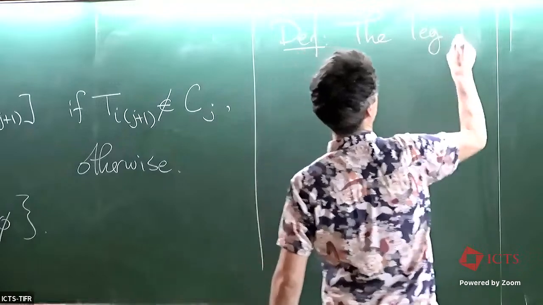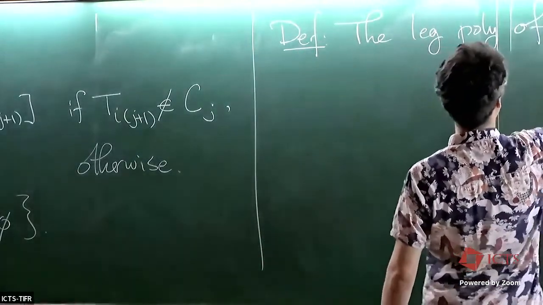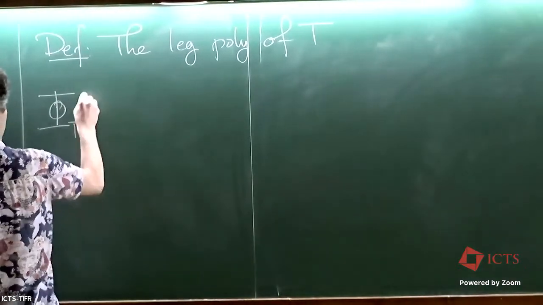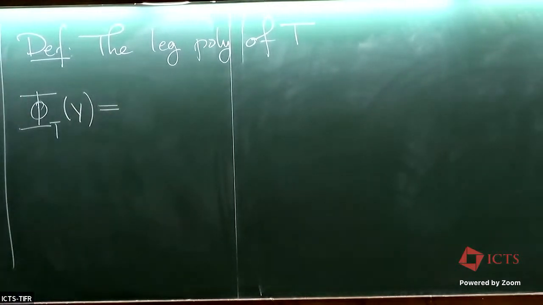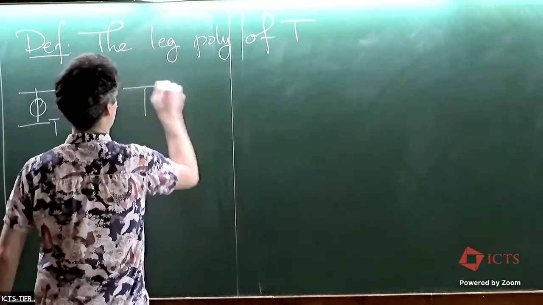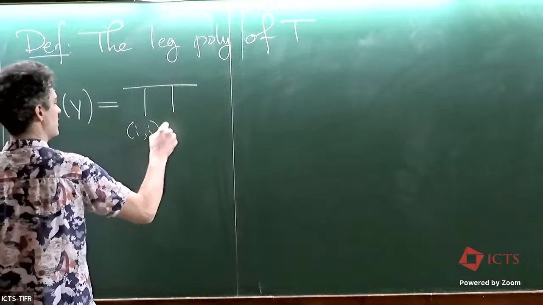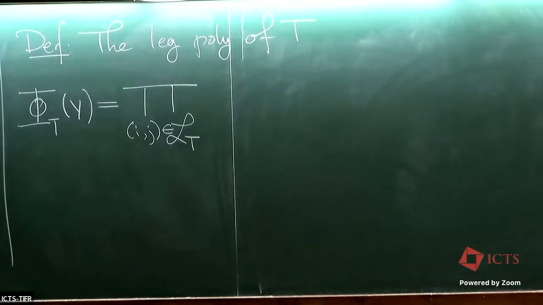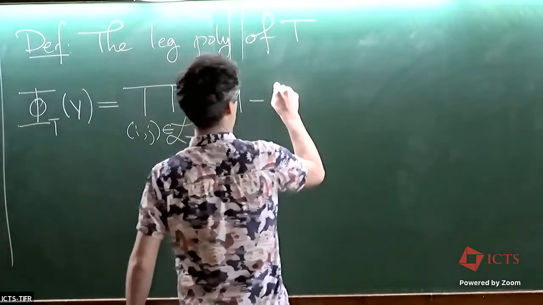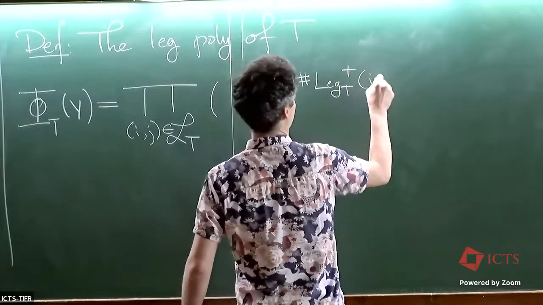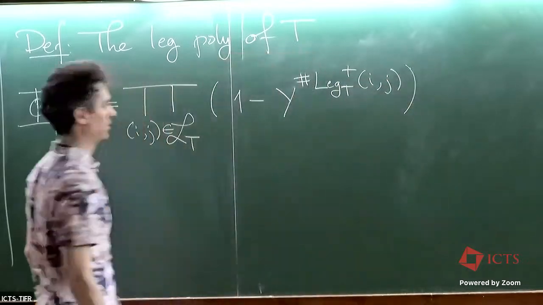The leg polynomial of T is as follows. Okay? Capital phi sub T and a variable y is going to be a product running over all the I's and J's in this set down here. Okay? And what we've got is a wonderful expression. Okay? Got that.